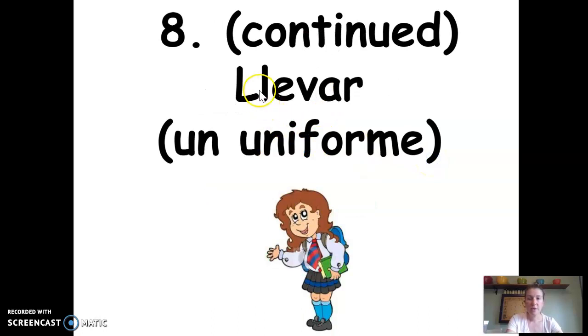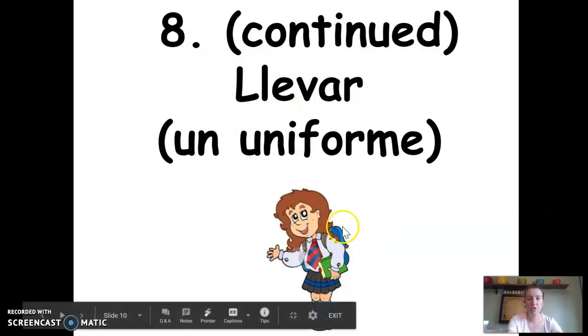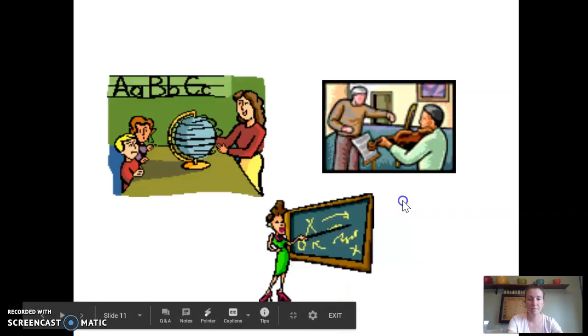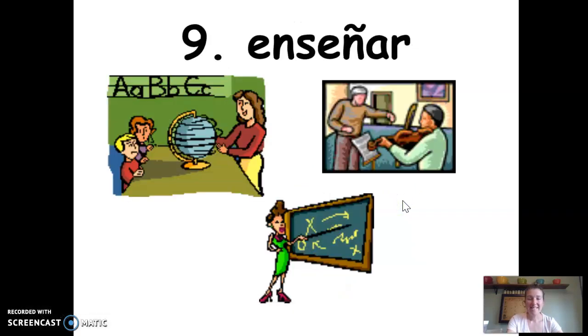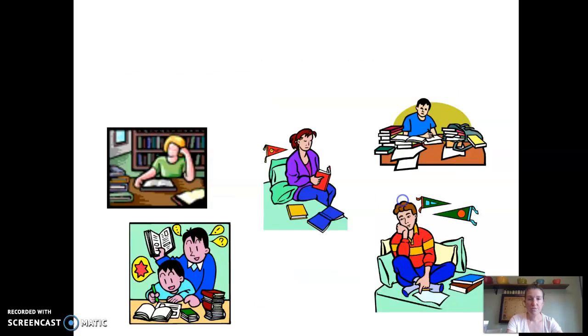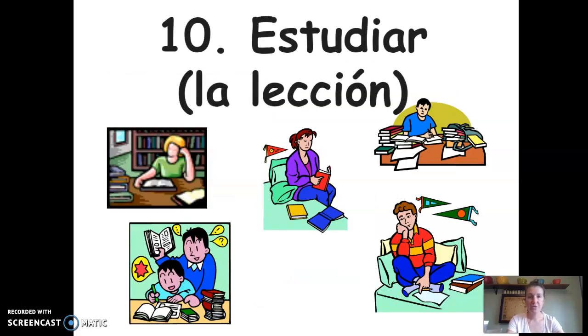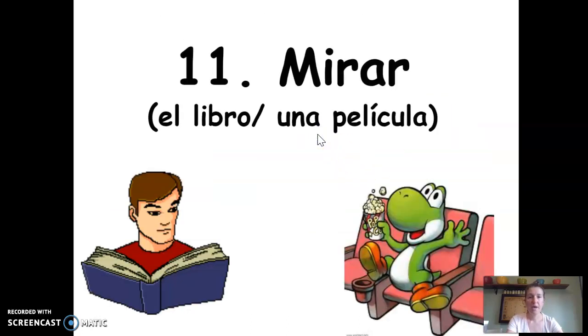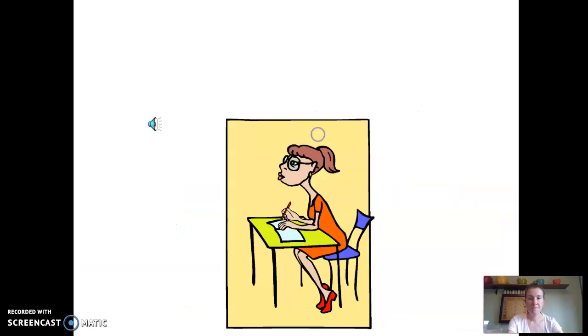It can also mean to wear. So this is number 8, continued, right? Because it has 2 meanings. So llevar un uniforme, for example, would be to wear a uniform. Enseñar is to teach. Estudiar la lección, to study. This is a cognate. Mirar el libro or una película is to look at. So to look at a book or a movie.